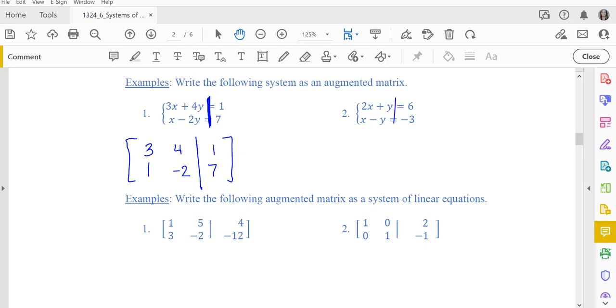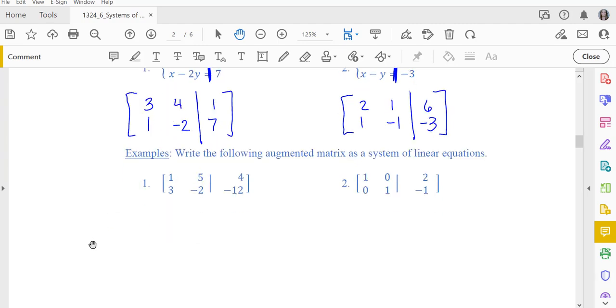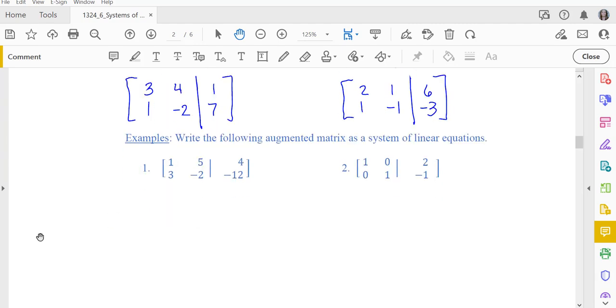Writing the augmented matrix for number 2, I'm going to remind myself, here's the bar. I'm going to have 2, 1, the bar, and 6. The second equation gives me 1, negative 1, negative 3. Okay, now we're going to go backwards. I'm going to give you the augmented matrix. Can you write the system of linear equations?